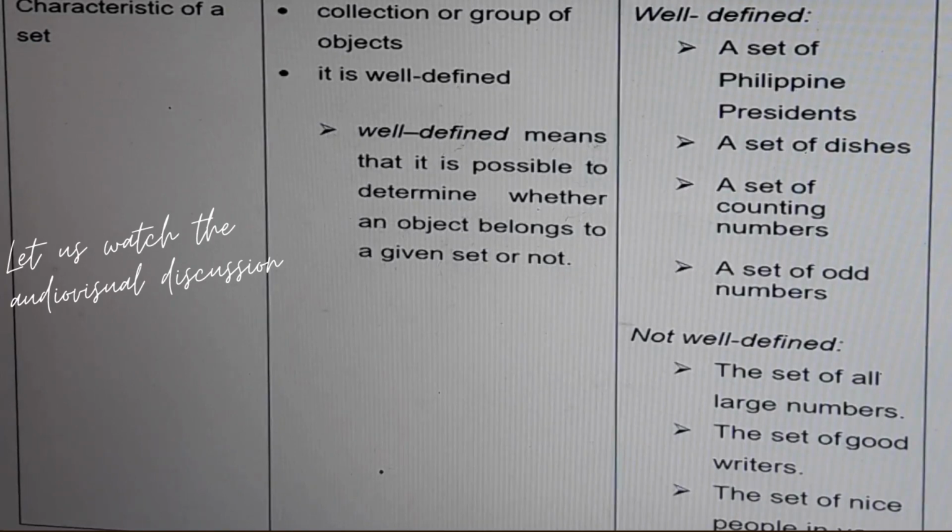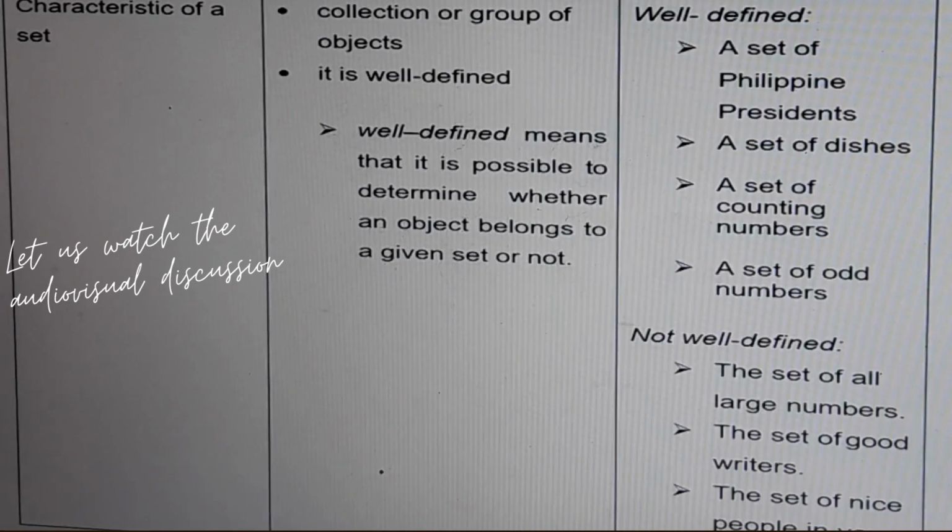For well-defined sets, we have first, a set of Philippine presidents. Second, a set of dishes. Third, a set of counting numbers. Fourth, a set of odd numbers. As you notice, it is well defined because we can exactly roster out the sets of those examples. Like enumerating the Philippine presidents, we can. A set of dishes, we can also enumerate that instantly. Counting numbers, of course, as well as odd numbers.